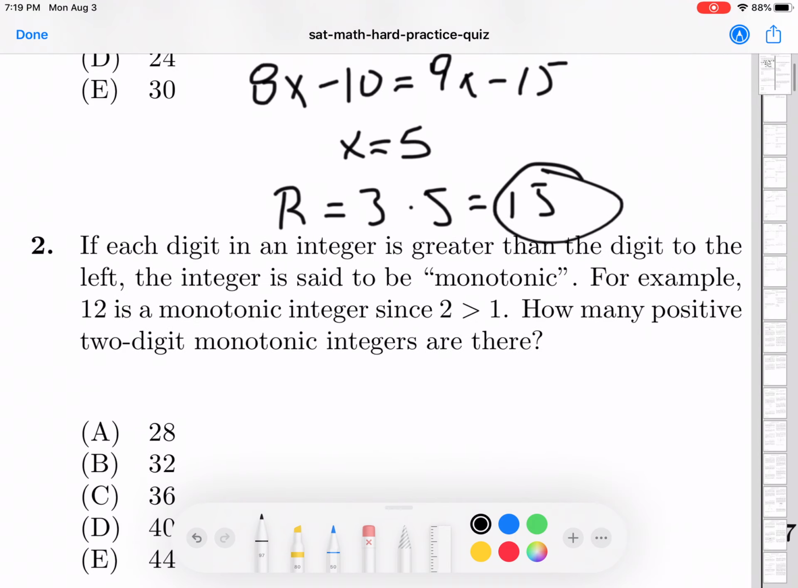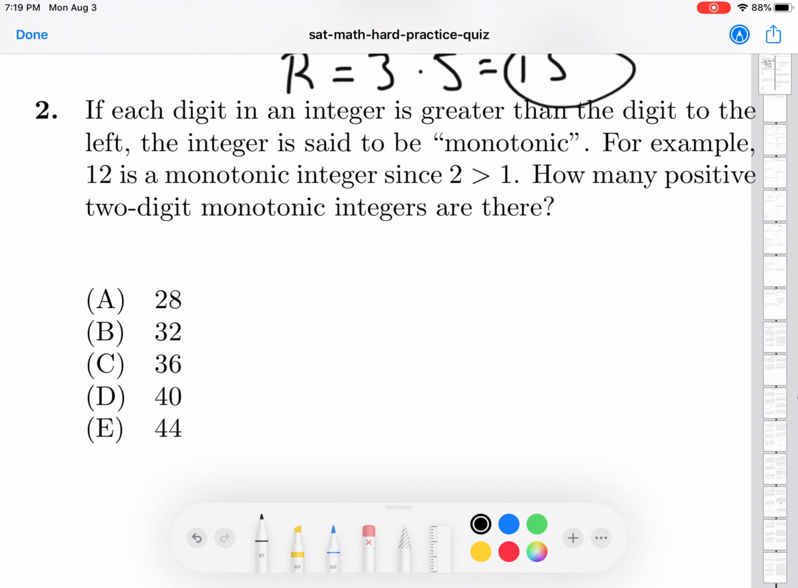original red tomatoes. If each digit in an integer is greater than the digit to the left, the integer is said to be monotonic. For example, 12 is a monotonic integer since 2 is greater than 1. How many positive 2-digit monotonic integers are there? So for 2-digit integers, that's from 10 to 99.